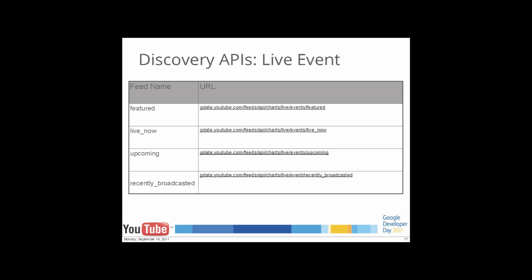So let's look at the discovery APIs because these are kind of easy to grasp. We represent the live events as feeds, and our API is RESTful.